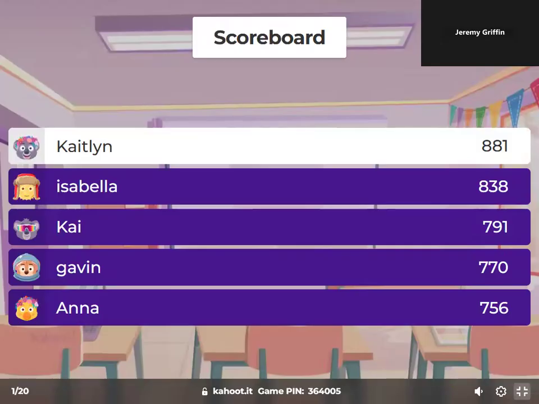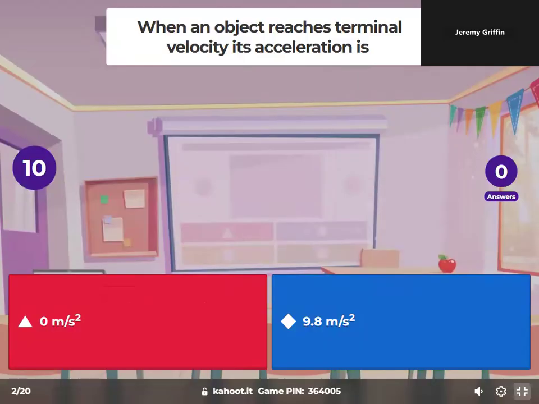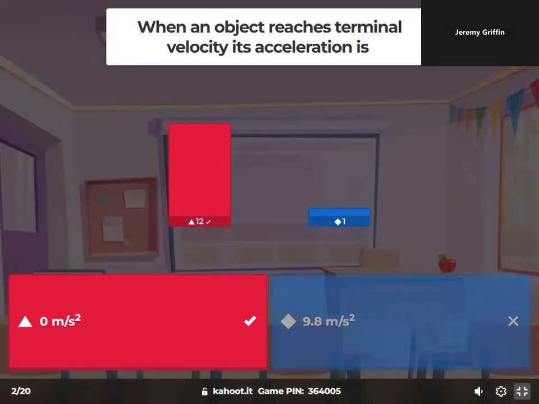All right, I got points on the board. Ooh, yeah. When an object reaches terminal velocity, what is its acceleration? Yeah, 0 meters per second squared.